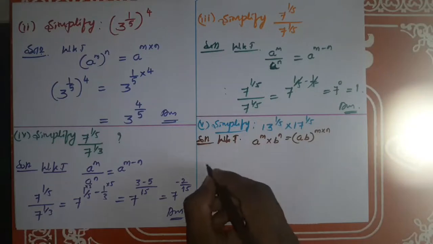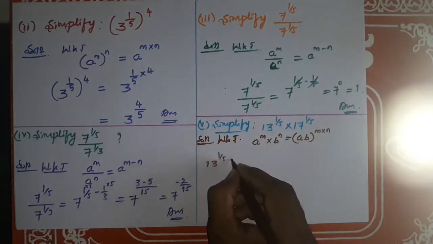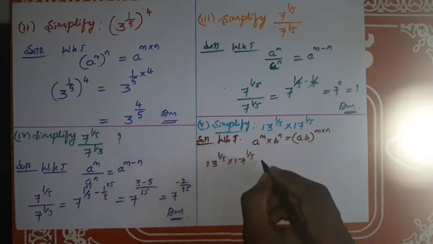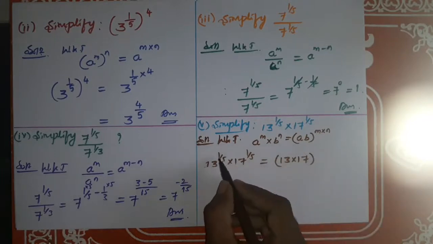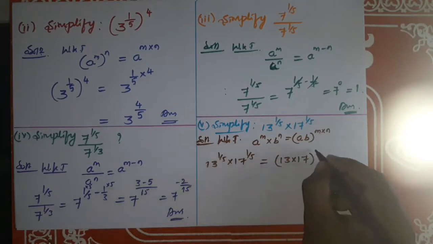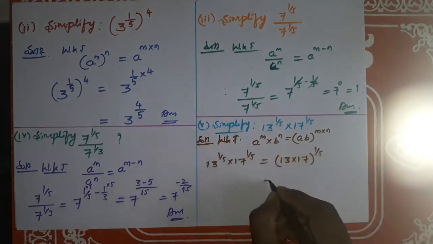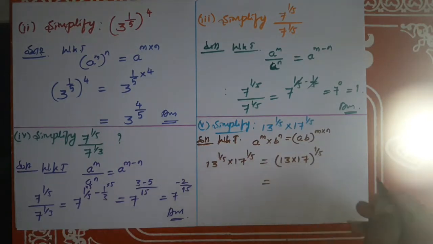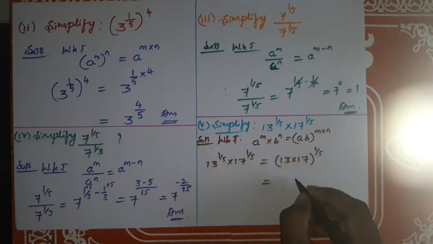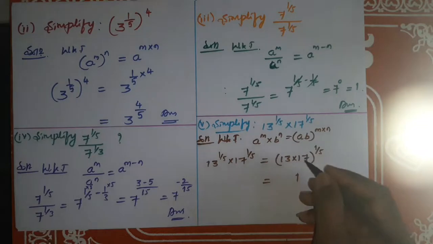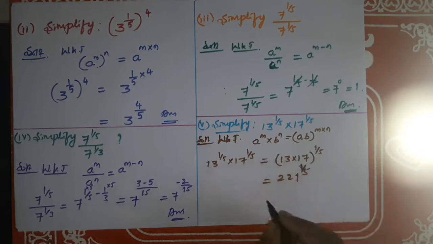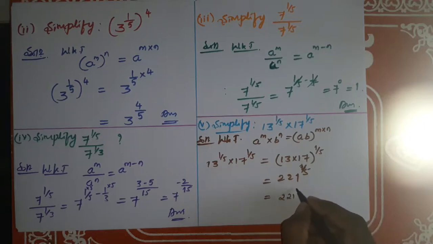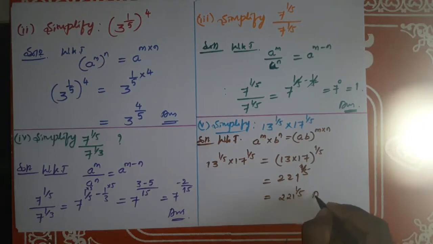Okay, 13 to the power of 1 by 5 into 17 to the power of 1 by 5, which is equal to 13 into 17 whole to the power of, see here having the same exponent, so write 1 by 5, which is equal to, we should multiply 13 into 17. 13 7s are 91 and 13 1s are 13, 13 plus 9, which is equal to 22. Okay, we get here 221 whole to the power of 1 by 5. This is the answer.